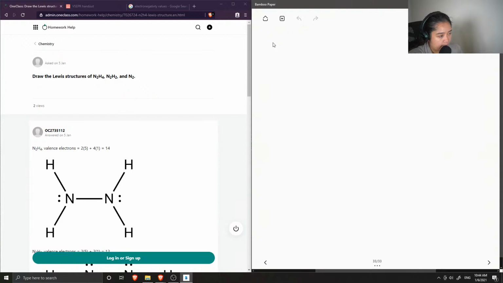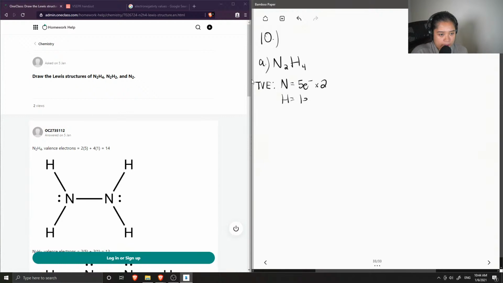Okay, so question 10 is to draw the Lewis structures of N2H4, N2H2, and N2. Let's start with the dinitrogen tetrahydride and find out the total valence electrons for this molecule. So nitrogen has 5, and there are 2 of them. Hydrogen has 1, and there are 4 of them. So 10 plus 4, 14.